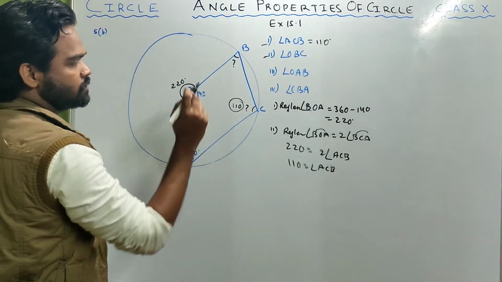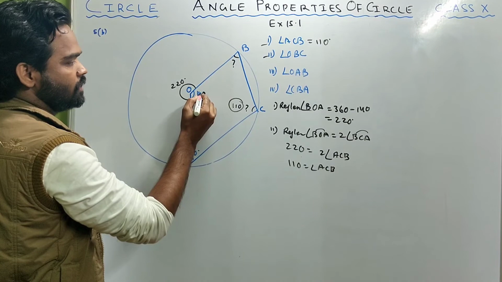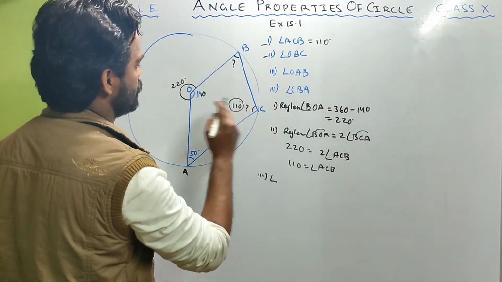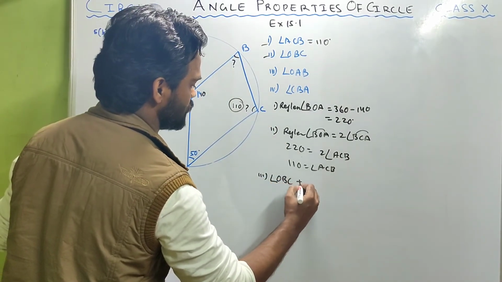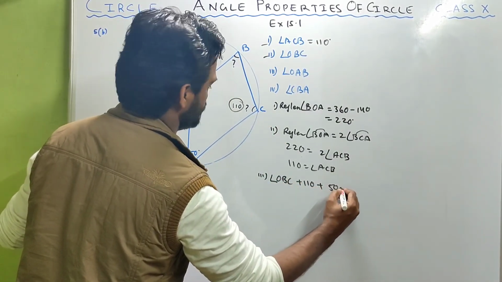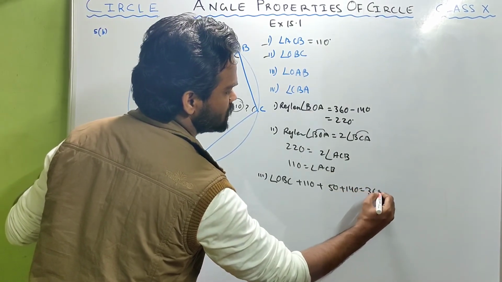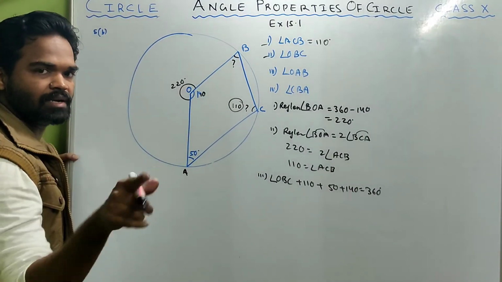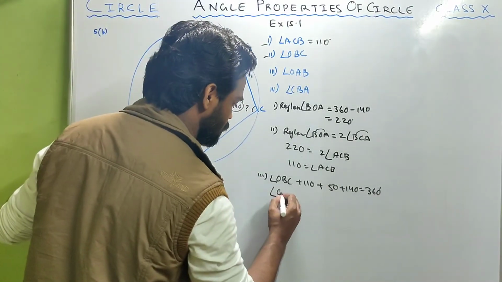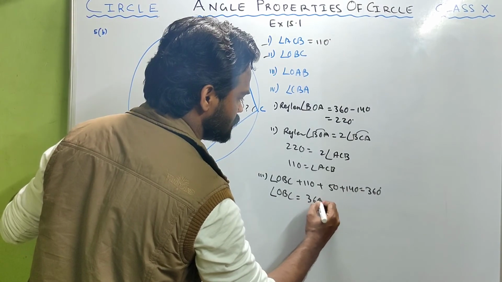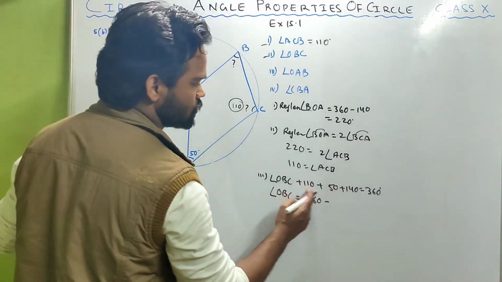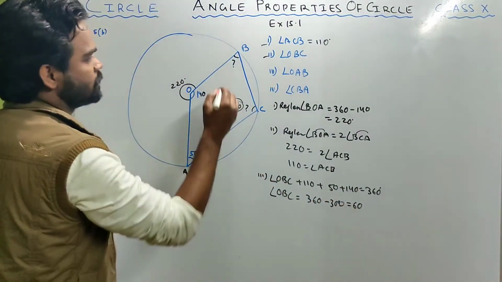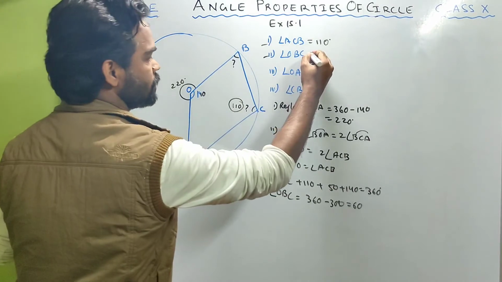So this is 110. Now all the 4 angles of this quadrilateral add to give 360. No doubt in that. So we can say that angle OBC plus 110 plus 50 plus 140 will be equal to 360. All the interior angles of a quadrilateral add to give 360. So angle OBC will be 360 minus 300, that's 60 degrees, isn't it? So we got this as 60 degrees.